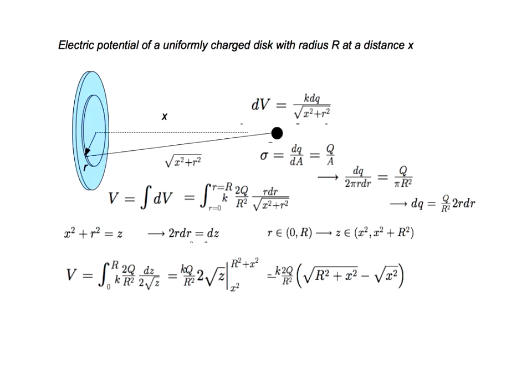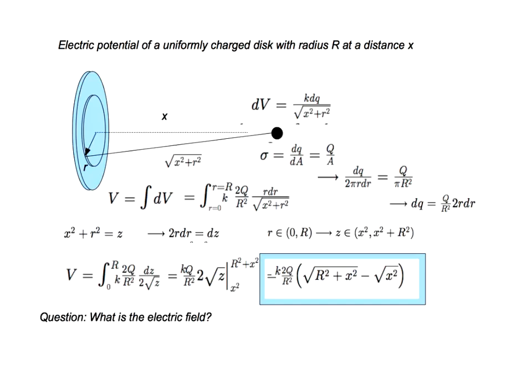Here I have left the x squared under the square root simply because otherwise I will have to worry about the absolute value and whether x is positive or negative. And that is the result for the electric potential due to a uniformly charged disk.